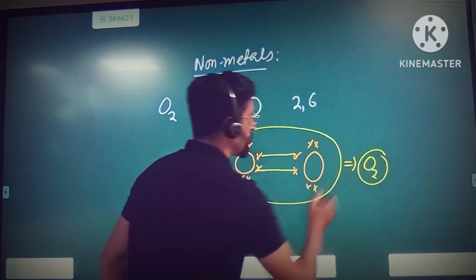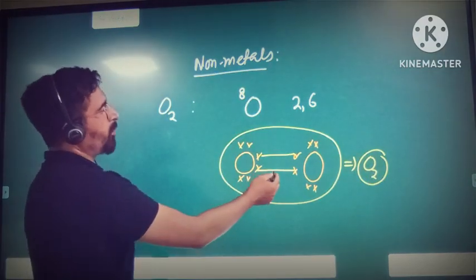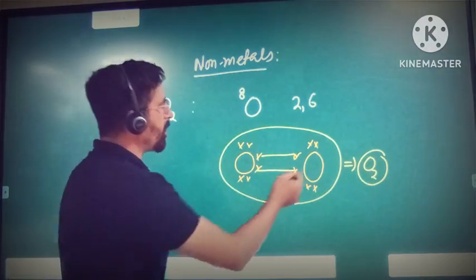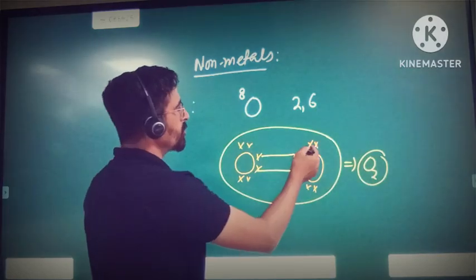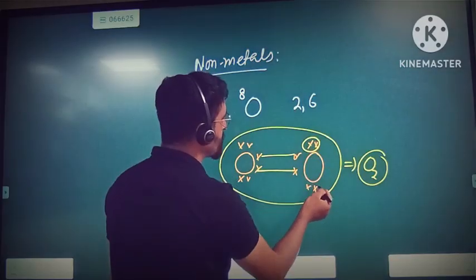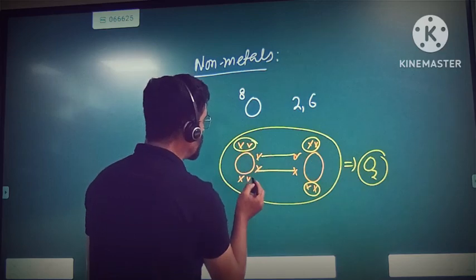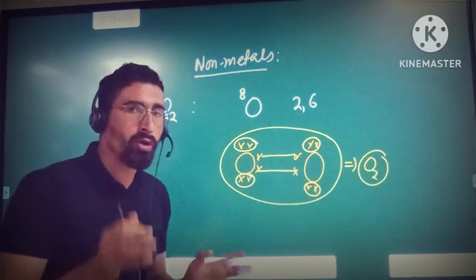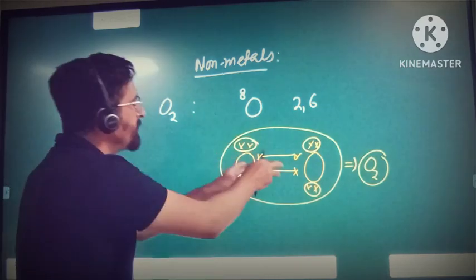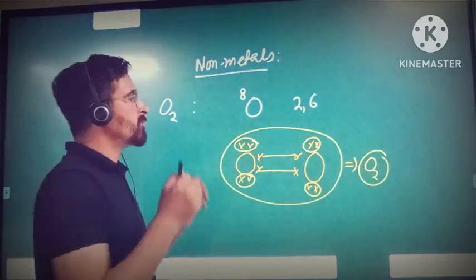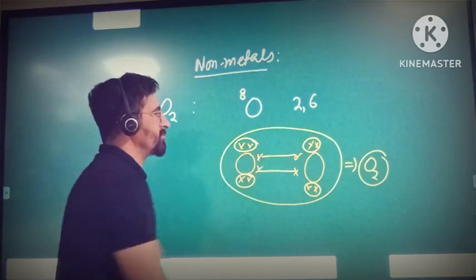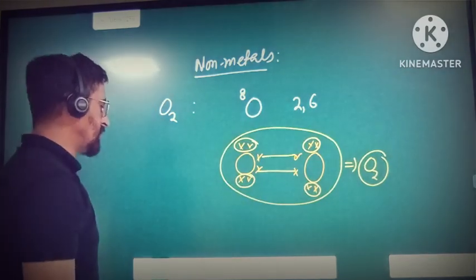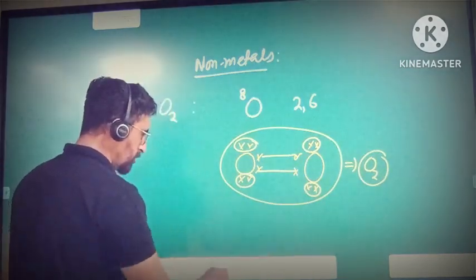Now, this bond is a very strong bond, and oxygen is very electronegative. So it is never letting these lone pair of electrons go away from its nucleus. Now, these electrons are localized. They are intact with these oxygen atoms. So there is no chance that these electrons will be leaving this oxygen atom.